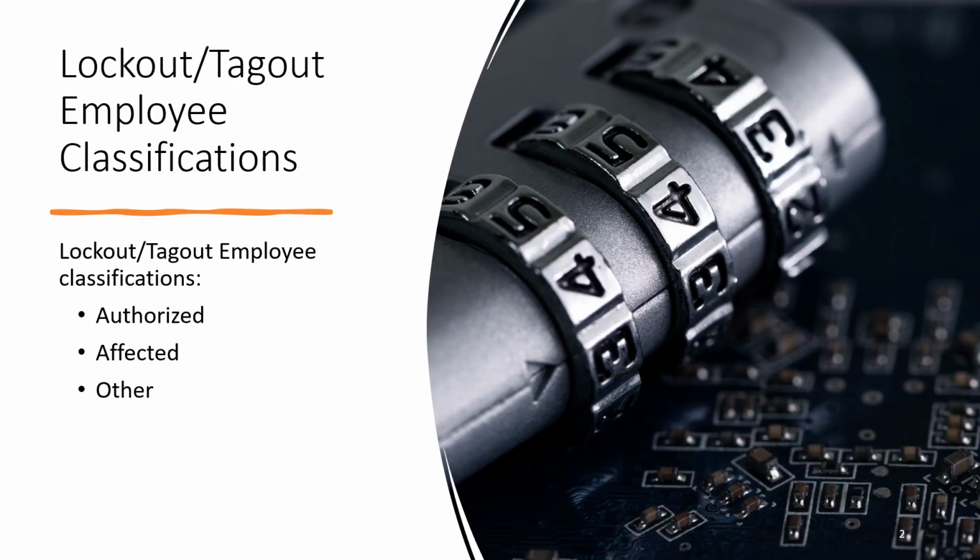So when we look at the 3 employee classifications, we have the authorized employee, the person who's going to do the work. The affected, maybe they're working on the machine, so they are going to be affected by the lockout tagout. And then we have finally the other, which is kind of the catch-all for anybody else that's in the work area. Maybe they are not affected by the machine, but they also have to know that lockout tagout is happening just so that they are not going back trying to turn on machines, take off locks and tags and all that good stuff. Let's sit down and break down these employee classifications.